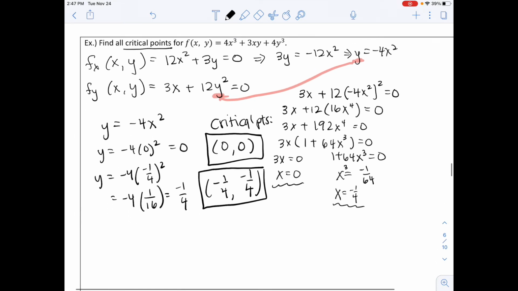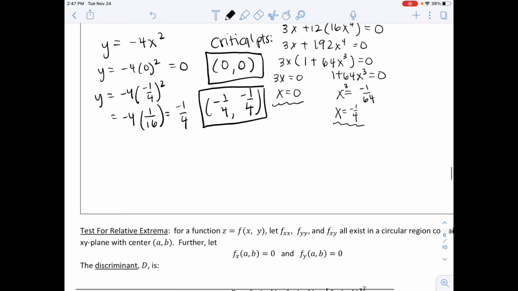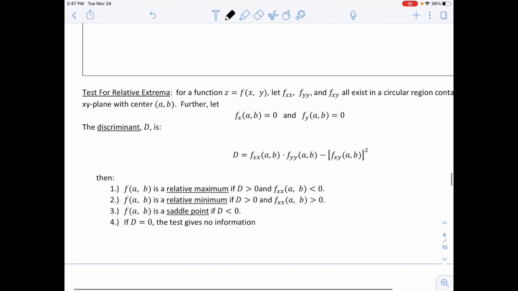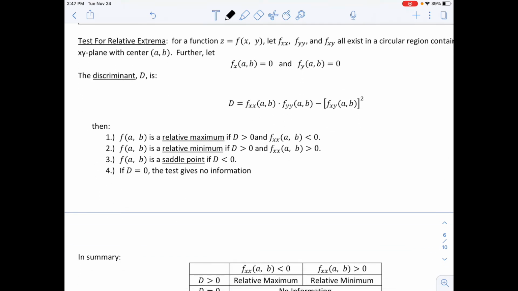And that's where those partial derivatives are equal to 0. The next thing that we have is called the test for relative extrema. For a function z equals f(x,y), let the second partial derivative with respect to x twice, with respect to y twice, and f_xy, so with respect to x first and then y, all exist in a circular region containing the xy plane with the center (a, b).